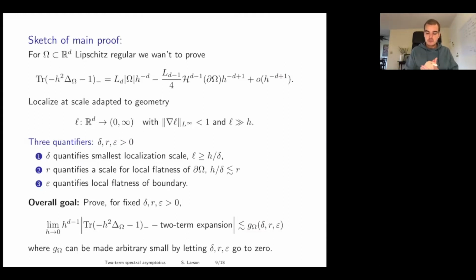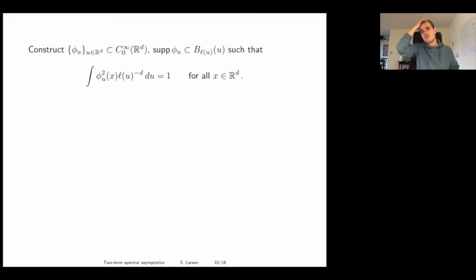Okay, so now that we have the general goal hopefully clear, I'm going to talk a bit about how we constructed this localization. And after that, I'm going to focus mainly on the geometric ingredients that go into studying the local problems close to the boundary, which is where everything interesting is happening. So the construction we use is something we take from a paper by Sullivan and Spitzer, where they construct a much more general coherent state transform. Here we just use the localization part of that.